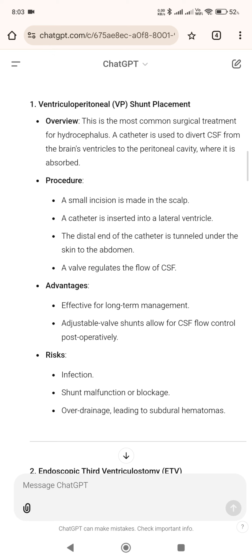Procedure. A small incision is made in the scalp. A catheter is inserted into a lateral ventricle. The distal end of the catheter is tunneled under the skin to the abdomen. A valve regulates the flow of CSF.